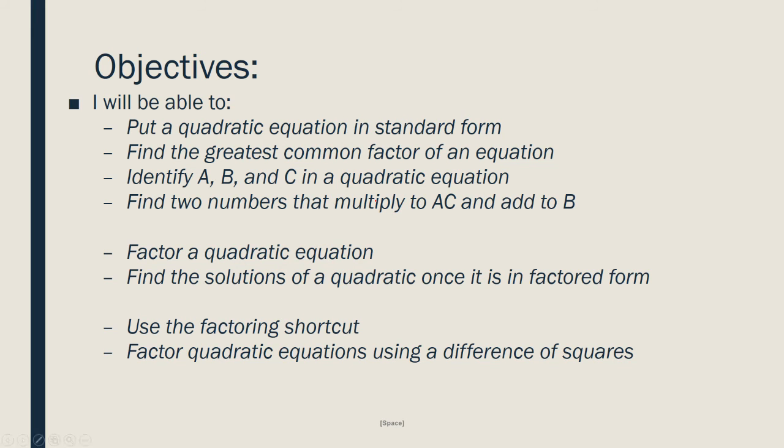So just as a reminder, here are the objectives for this lesson. These objectives we've kind of covered already: putting a quadratic equation in standard form, finding the greatest common factor, identifying a, b, and c, and finding two numbers that multiply to ac and add to b. And we've talked about factoring a quadratic equation. Today, in this lesson, we're going to review that and go over some more examples and factor a few more different kinds of quadratic functions.